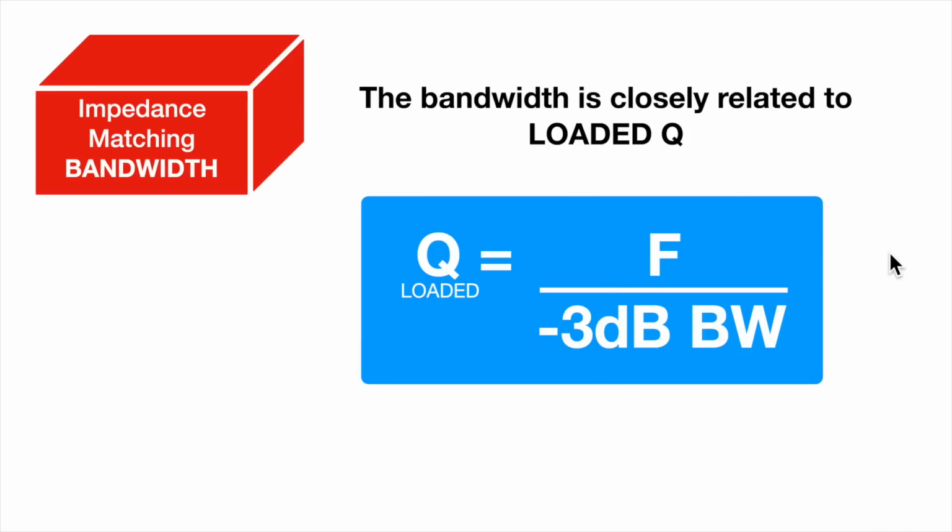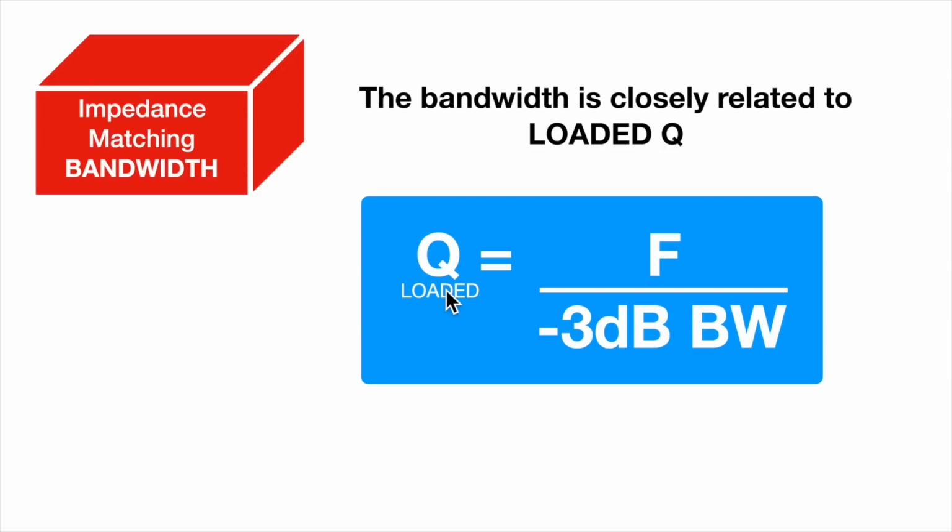Because let's keep the math simple. Let's say we were at 100 megahertz, and we had a loaded Q of 10. You can rearrange this easily enough. So the minus 3 dB bandwidth would be 100 divided by 10, which is 10. So at 100 megahertz, a Q of 10 will give us a bandwidth of 10 megs. Great, happy days. But if we were to drop down to 10 megahertz with a Q still of 10, that would only give us a bandwidth of 1 megahertz.